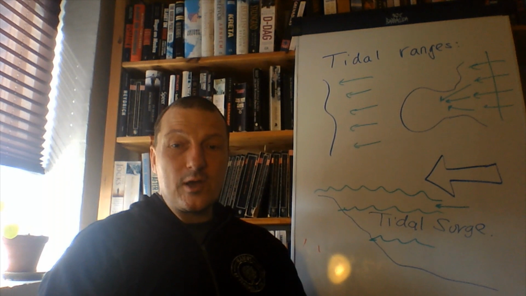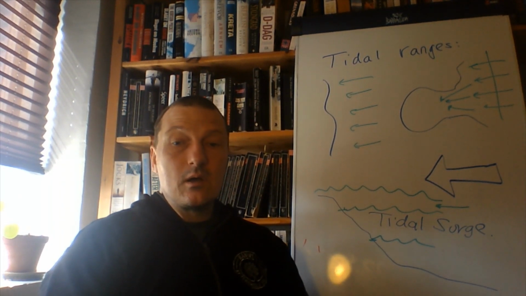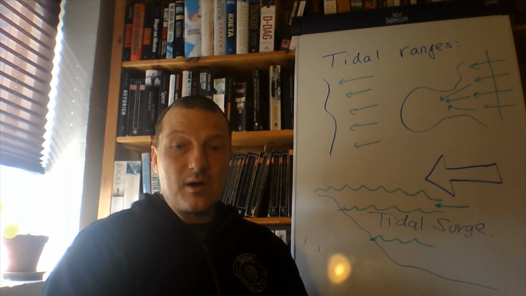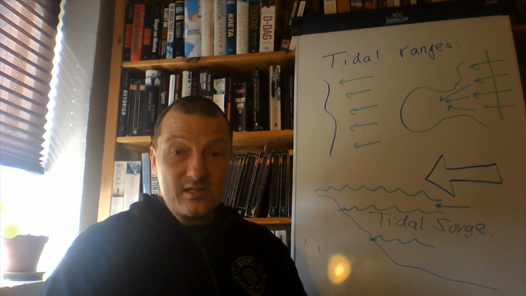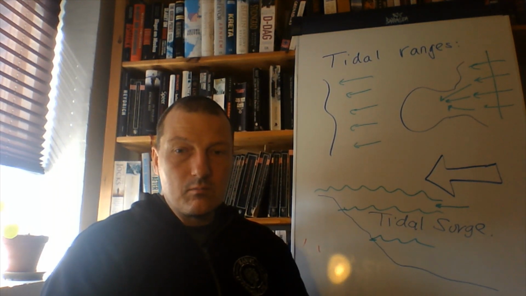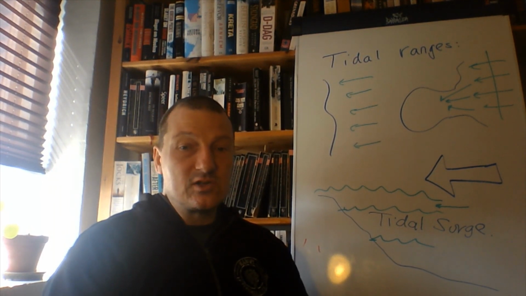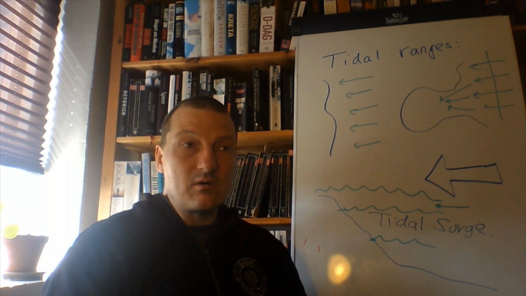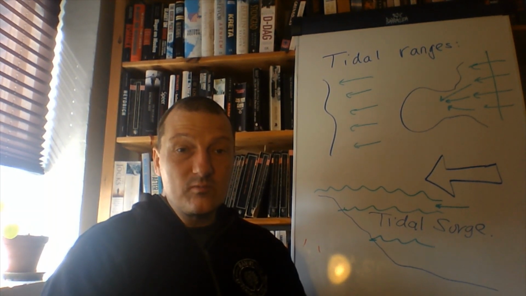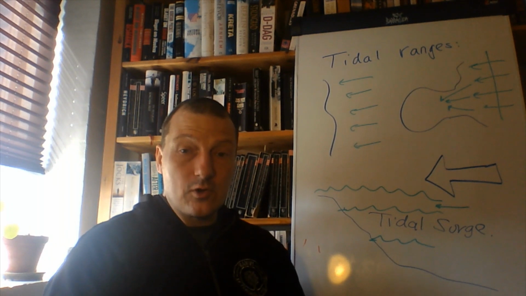Alright, thank you for being with me today. This was part 2 of my recap of tides. Again, the main point here is that tides are the gravitational pull of the moon and the sun affecting water movement. The morphology of the coast can affect how tides work.